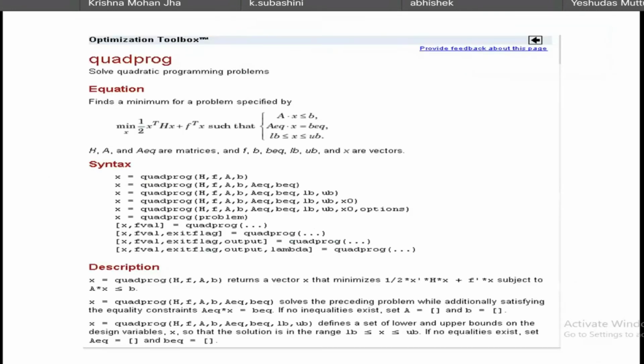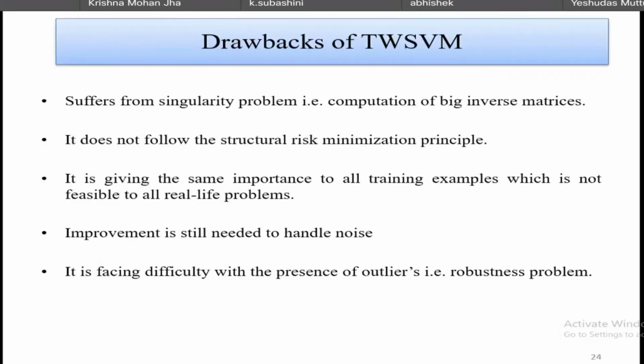So these are the drawbacks of this particular model. Further, because this model is published and influential, there are so many papers you will find, and the authors have proposed different kinds of schemes to improve this particular model.